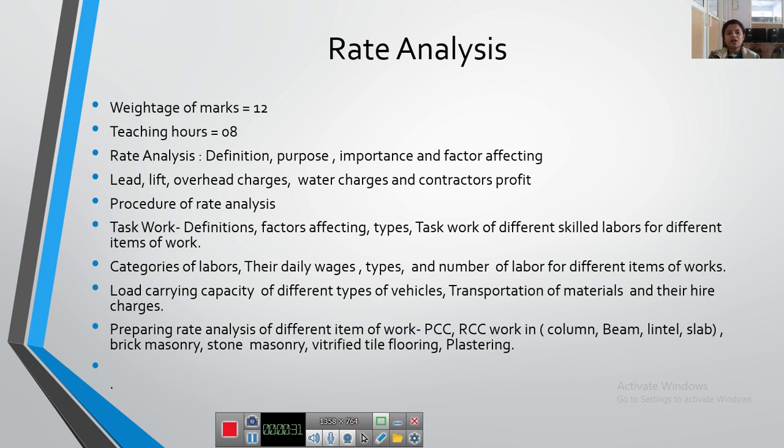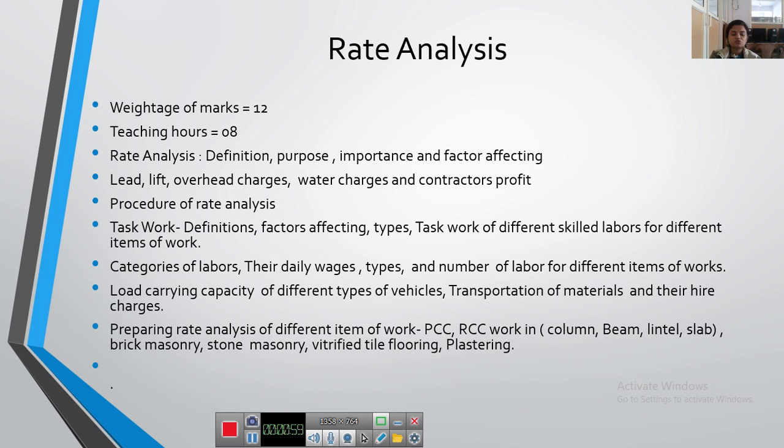In this unit, we have to study the definition, purpose, importance, and factors affecting rate analysis. Then lead, lift, overhead charges, water charges, contractor's profit. These are some terminologies related to rate analysis that we are also going to discuss. Next will be the procedure of rate analysis. What are the procedures?